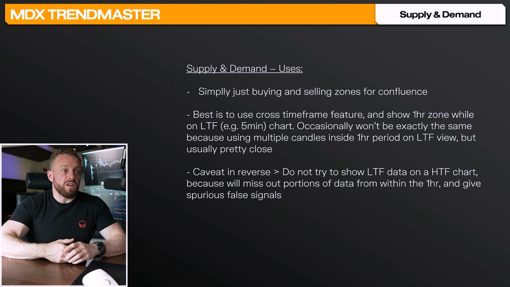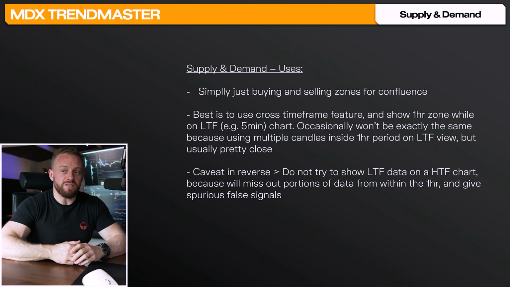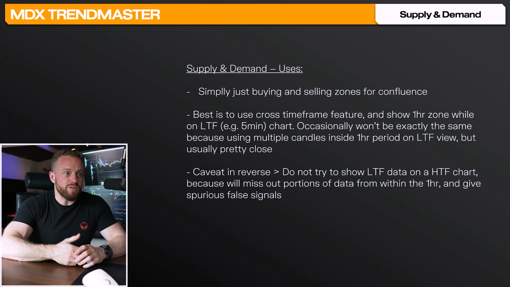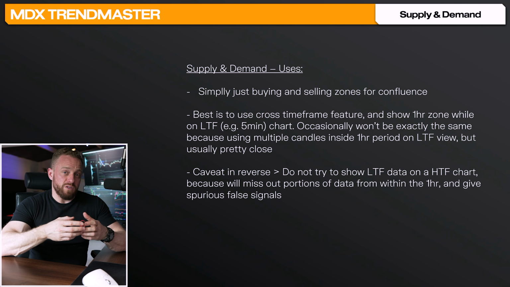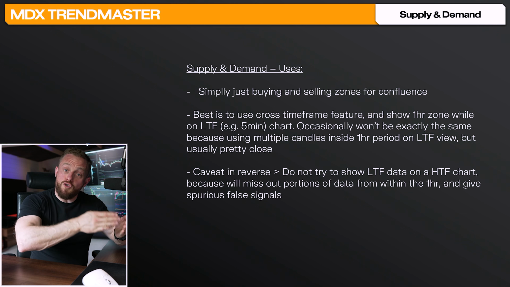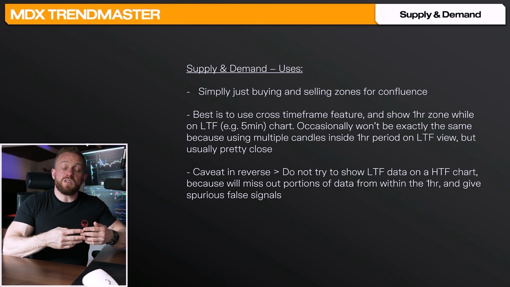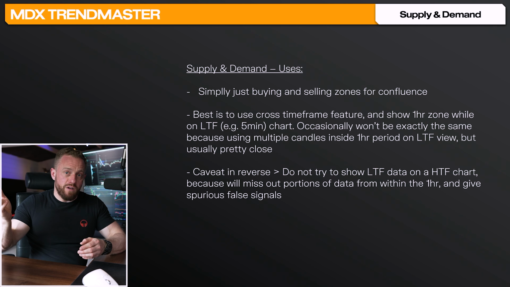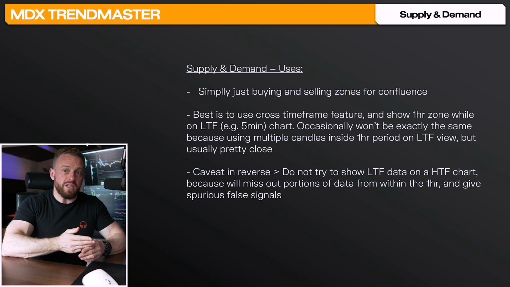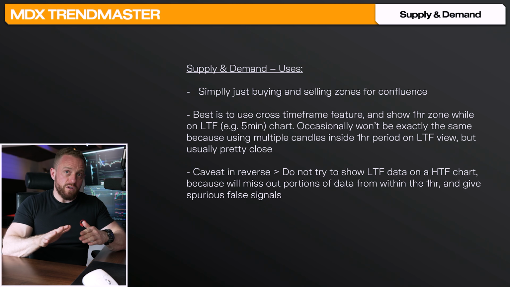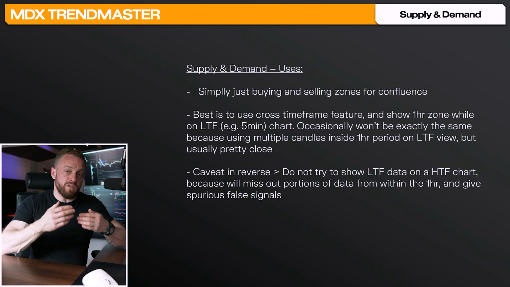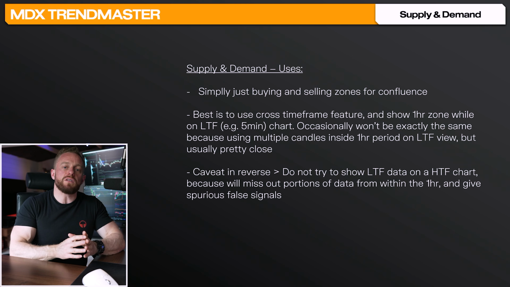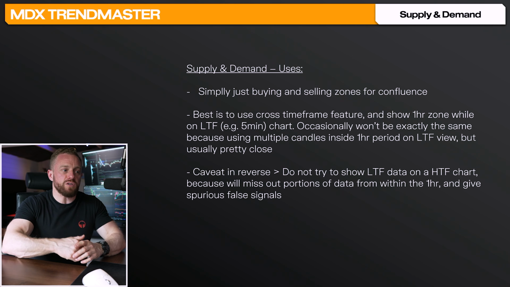Now, how you can use this, I mean, simply you just buy it in the demand zones and sell in the supply zones. And you can use it for confluence with your other TA. But one of the best uses is actually the cross time frame feature. So let's say you're on the 5 minute chart, you can get the tool to display the 1 hour supply and demand zones while you're on the 5 minute. And I find that extremely helpful because it can be easy to get sucked in and zoomed too far into these lower time frames scalping and forget the bigger picture.